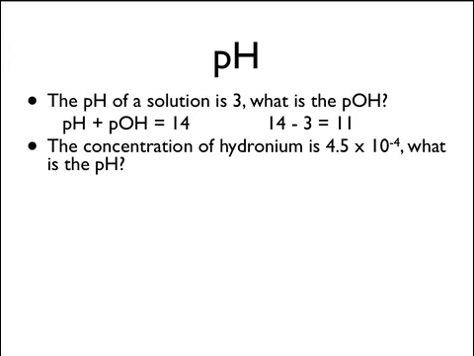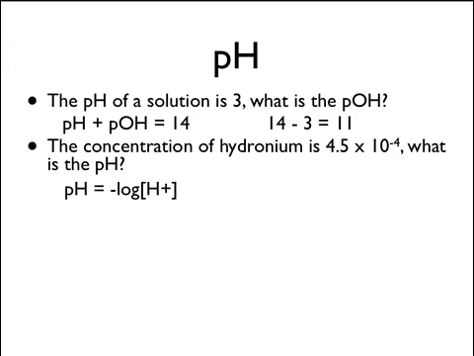The concentration of hydronium is 4.5 times 10 to the negative 4th. What is the pH? Hydronium, or H3O+, is essentially the same as H+, just hydrogen ion, when we talk about acids and bases. It's really just that one is also attached to a water. So for our purposes, when we ask for hydronium or hydrogen ion concentration or pH, we're really talking about the same thing.